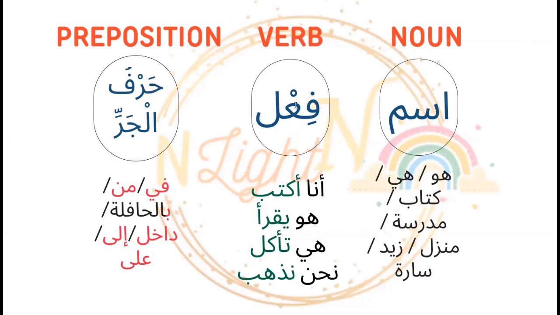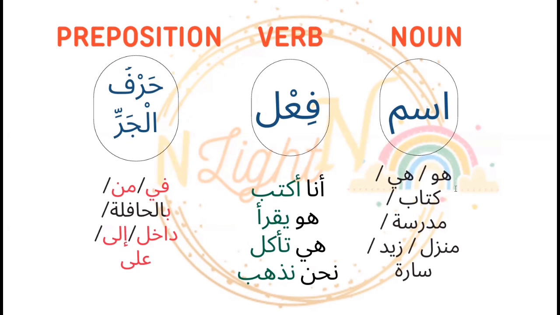Verb is called fi'al in Arabic, all right? Fi'al means action, doing work. And preposition is called harful jar. Harful jar, which connects the noun with a verb or noun with a noun. So here, ism, we have a few examples. Let me tell you the meaning of all of these.